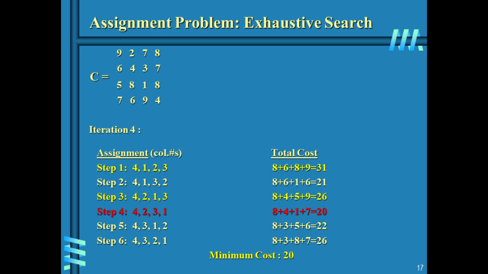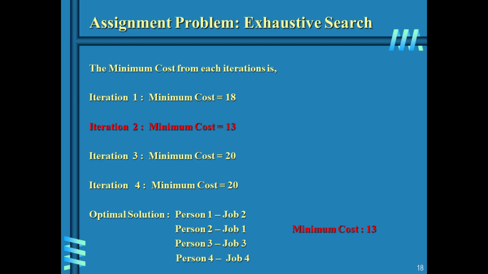So now considering these 4 iterations, the minimum cost found is 13. That is, when we try to assign person 1 with the job 2 and person 2 with the job 1 and person 3 with the job 3, finally person 4 with the job 4, the minimum cost found is 13, which is considered as the optimal solution to the assignment problem using brute force approach. Thank you.